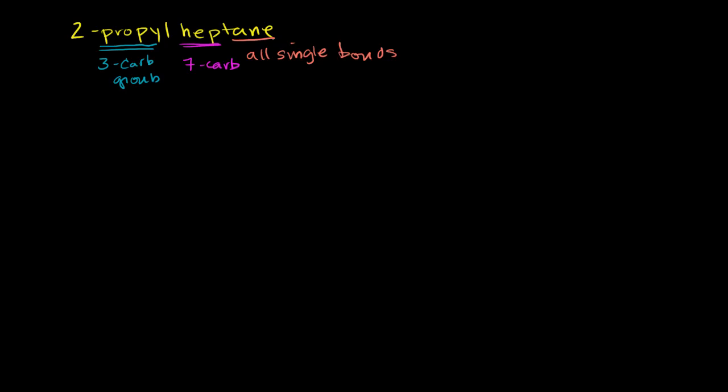So let me draw the heptane chain. So we have 7 carbons. So 1, 2, 3, 4, 5, 6, 7. And then, let me pick a good color here. On the second carbon, so if we just number it 1, 2, 3, 4, 5, 6, 7, on the second carbon right there, we have a propyl group. But there's a 3-carbon group. So let me draw the propyl group. So we have a 1, 2, 3, 3-carbon group, and it's attached at the second carbon right there. So this molecule, 2-propylheptane, looks just like this.